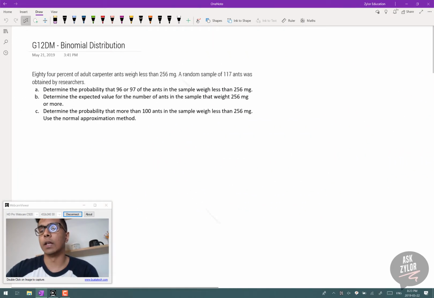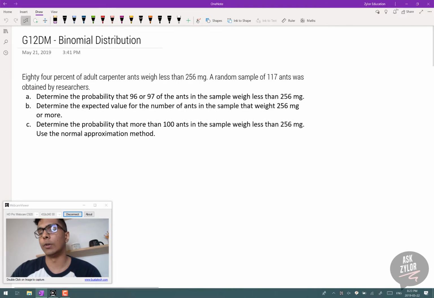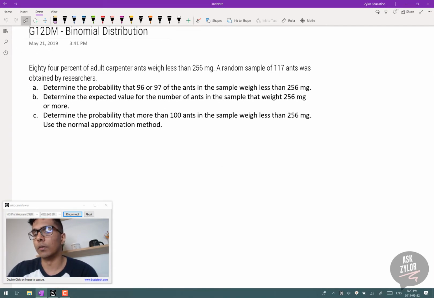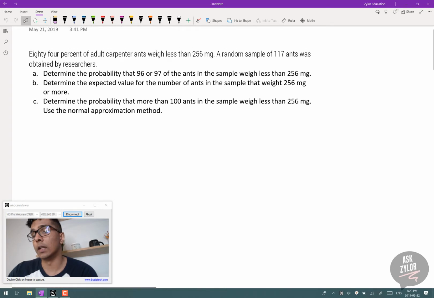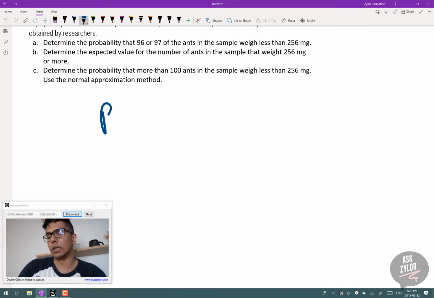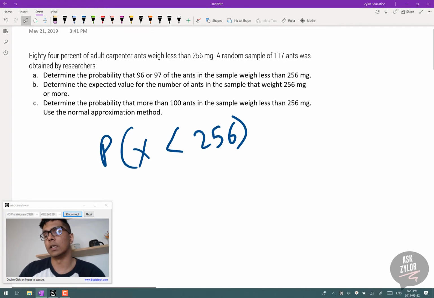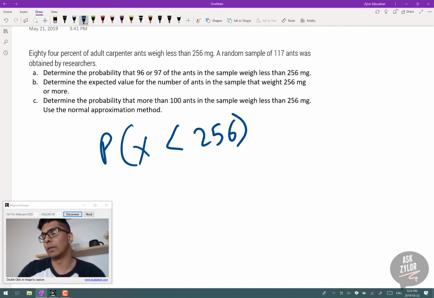So this is a grade 12 data management question, so it's dealing with binomial distribution. We're told that 84% of adult carpenter ants weigh less than 256. A random sample of 117 ants was obtained by researchers. We're asked to determine the probability that exactly 96 or 97 of the ants in the sample weigh less than 256. Okay, so first of all, what they've given is that the probability that an ant weighs less than 256 is 84%.